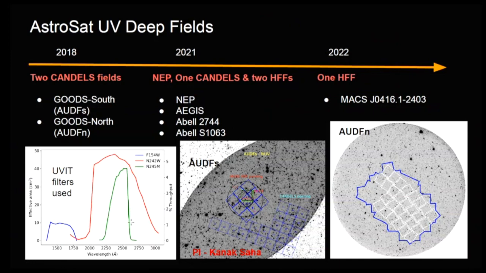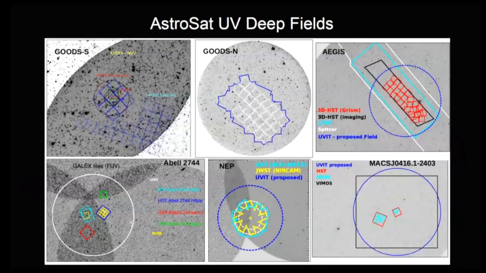Mainly I will be talking about this field, AUDFN, which is the GOODS North field, which I'm leading. These are the kind of deep field images we got from UVIT imaging. This is the GOODS South field and the GOODS North field. For the other fields, we have completed some of the observations and we will be processing the images. These are the other fields and their field of view in UVIT.